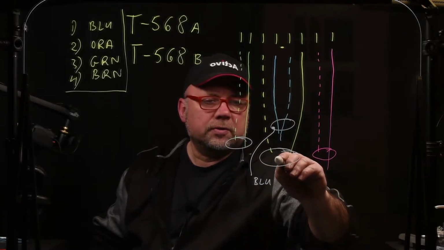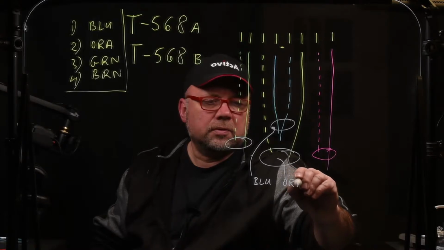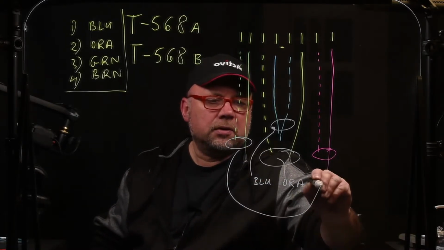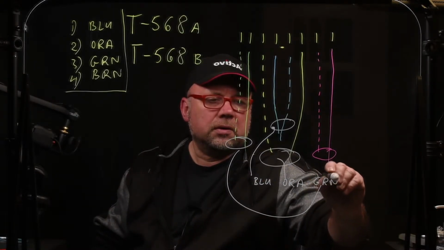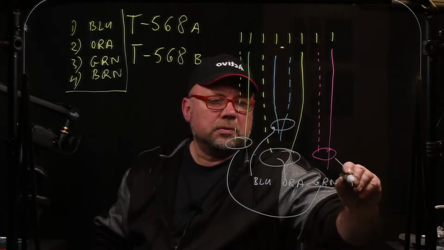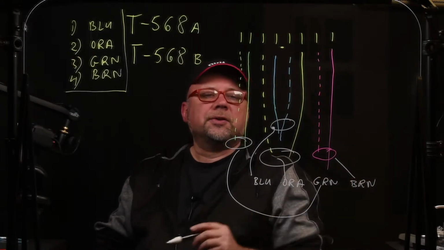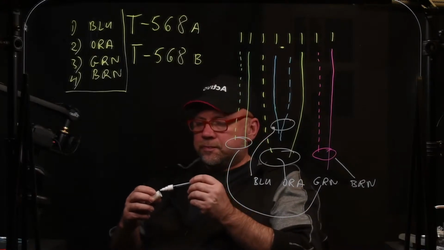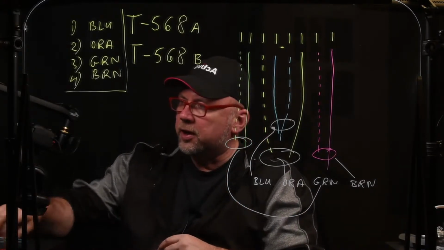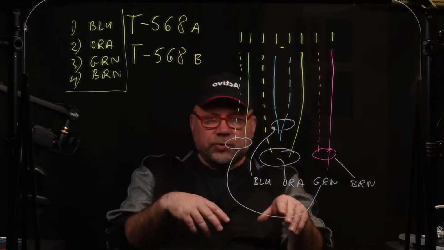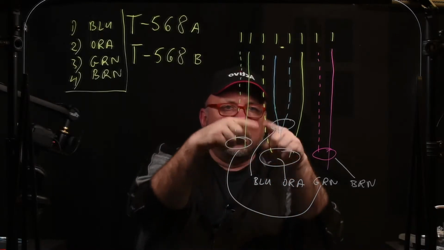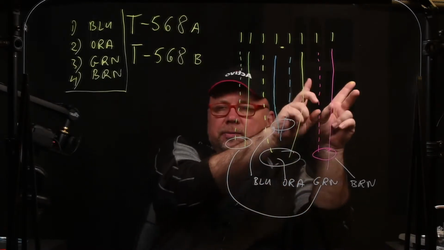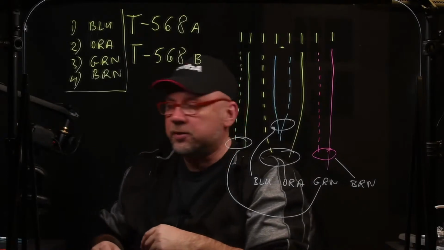Here's orange. Here's green. And here's brown. This is how we count the pairs on the jack. There's a little dance that I do sometimes. So it's blue, orange, green, and brown. And maybe somebody's going to write music to that.